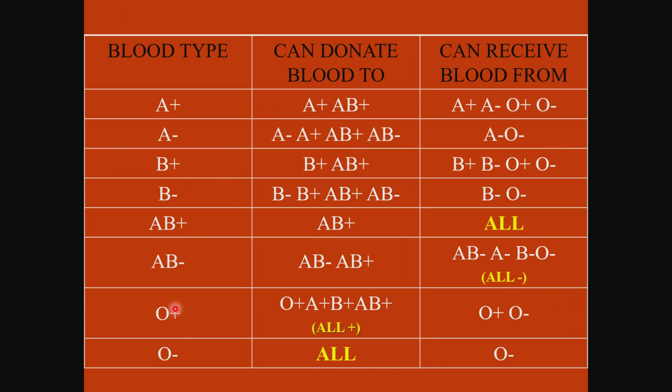Okay, let's do one down here. How about O? O positive can donate to all the positives, okay, because remember, there's no antigen, there's nothing on the red blood cell, so it can sneak into any body. All right, so it can donate to all positives. But who can O positive receive from? Well, it can receive from itself and it can receive from O negative. Why can't it receive from B positive? Well, because remember, who is O against? O is against A and O is against B.